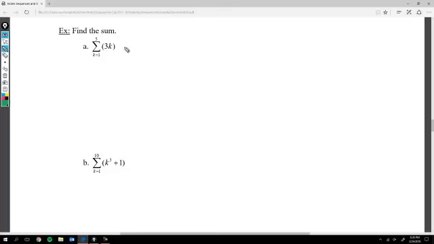So first, I want to find the sum of this thing. Okay, so k is my variable. I'm starting at 1, I'm ending at 5, and my function is 3k. Well, remember, if you have any constant, you can take that out of your sum, okay? And then at this point, I could go one of two ways. You could either write this as 3 times, and then we're substituting 1 in for k, and then 2, and then 3, and then 4, and then 5, okay? And this would be an answer.